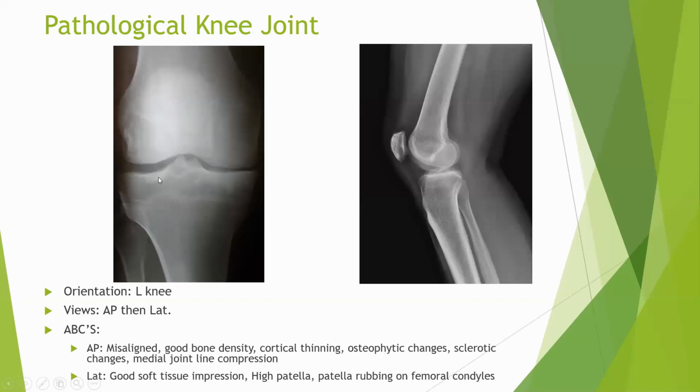Now from the AP, how do I know that this is misaligned or malaligned? You always take a look at the corner of the condyle.